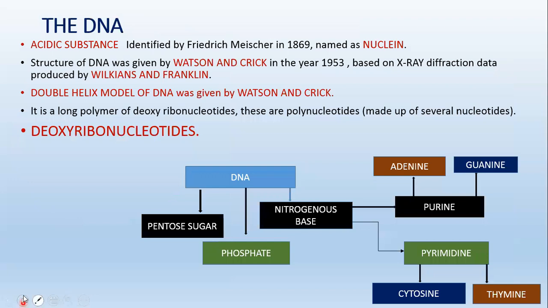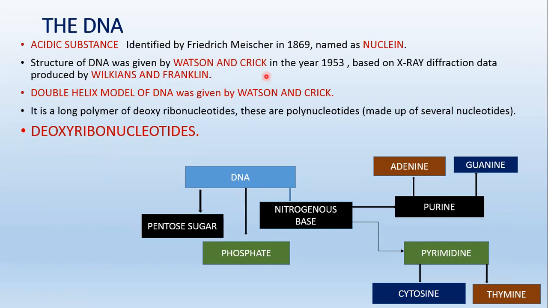Now let us move to the next part, the DNA. So now let us study about the structure of DNA. DNA is an acidic substance identified by Miescher in 1869 named as nuclein. Okay, so if someone asks you what was the name of DNA earlier? Now it is called DNA, but earlier it was known as nuclein. Okay, and structure of DNA was given by Watson and Crick in the year 1953 based on X-ray diffraction data produced by Wilkins and Franklin.